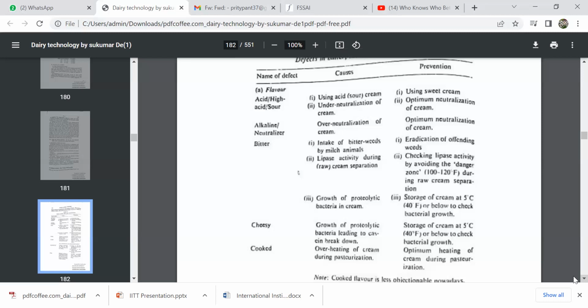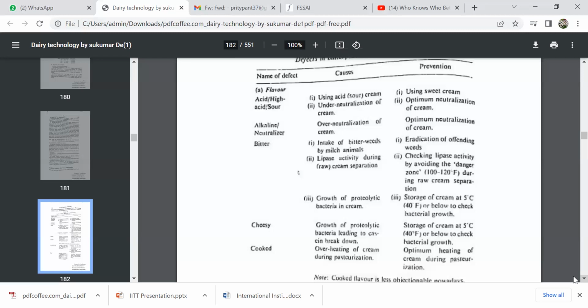Next flavor defect is cheesy. It is due to the growth of proteolytic bacteria, which results in casein breakdown. Prevention can be done by storage of cream at 5 degree centigrade or below to check the bacterial growth. Cooked flavor is due to overheating of cream during pasteurization. तो इसको check करने के लिए हमको ध्यान रखना है कि optimum heating हो. Optimum temperature should be given during pasteurization.